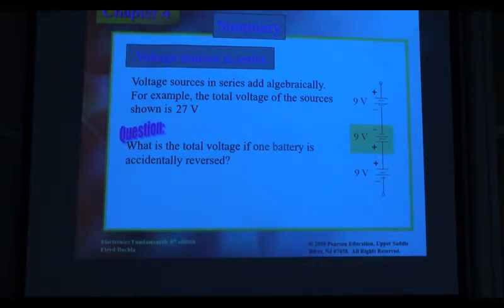So not necessarily you directly add all these numbers. Okay, still 9, 9, 9, add up together 27? No, you need to consider the polarities. Does it make sense?